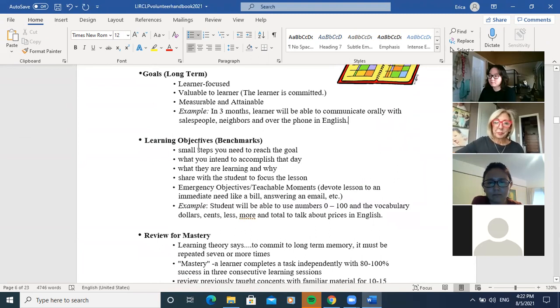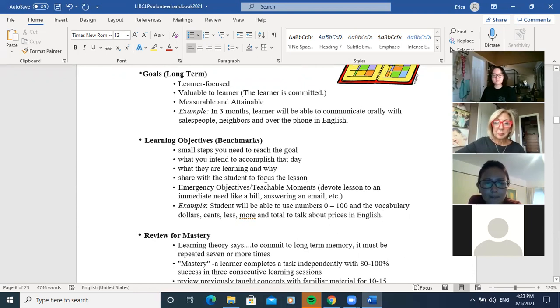Okay, so we have our long-term goals and then learning objectives. It's like your goal for the week, your goal for that one session. So for example, maybe you're meeting today on Thursday and your learning objective is that your student can use numbers 0 through 100 and some of this money vocabulary. Okay, so I think that, depending on their level, is probably attainable in an hour, hour and a half, that they'll be able to do this.